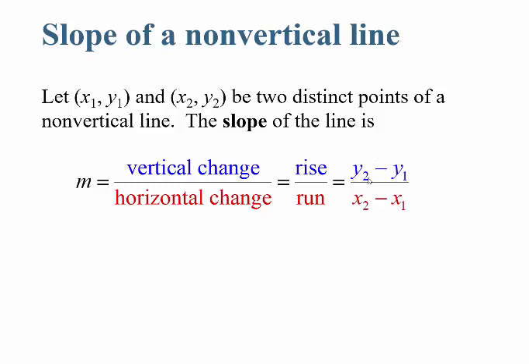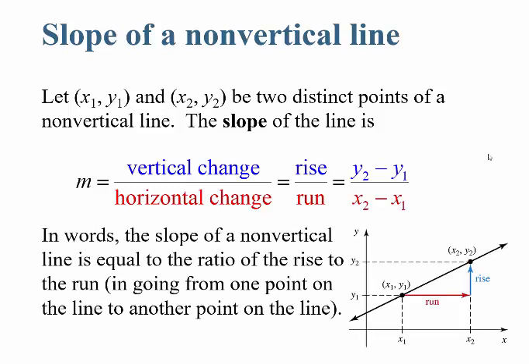You cannot do it as y2 minus y1 divided by x1 minus x2. You cannot. The second point needs to be the first values here, and the first point needs to be the latter values here, always. So just think of it as y2 minus y1 divided by x2 minus x1. In words, the slope of a non-vertical line is equal to the ratio of the rise to the run, going from one point on the line to another.